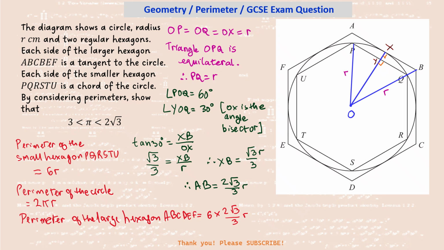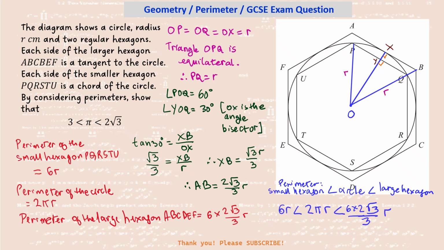And then we can see the perimeter of the small hexagon is less than the perimeter of the circle, which is less than the perimeter of the large hexagon. Hence we put in the values. You can write 6r is less than 2 pi r is less than 6 times 2 root 3 out of 3 r. Then you have to do some simplification.